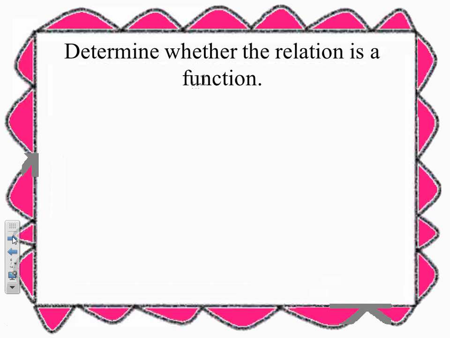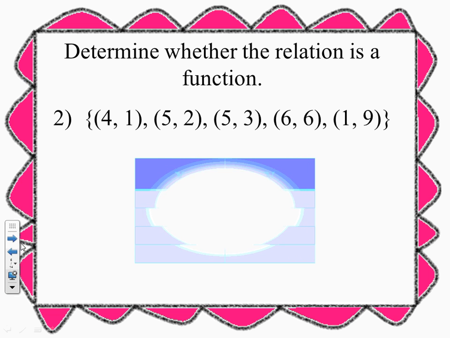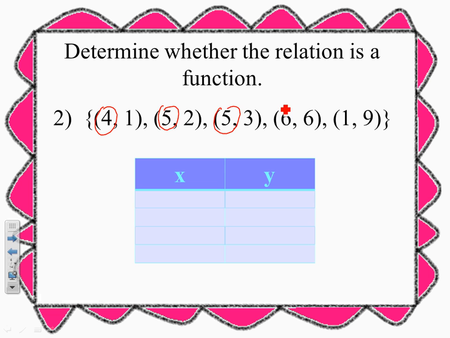Determine whether the relation is a function. There's our relation. Let's go ahead and write down my x and my y. These are my x's. You don't have to repeat them. I'm sorry, you write them all. That'll be 4, 5, 5, 6, and 1. And this is 1. And then my y's would be 1, 2, 3, 6, and 9.